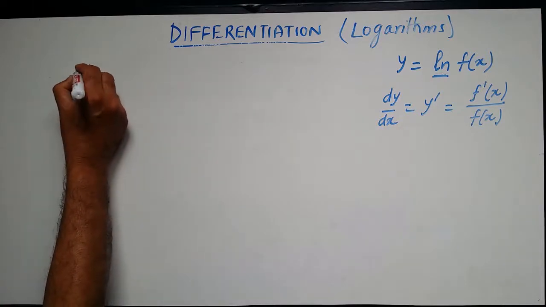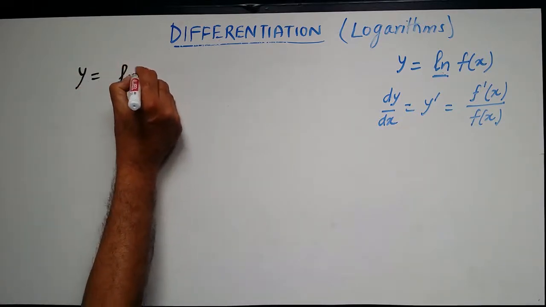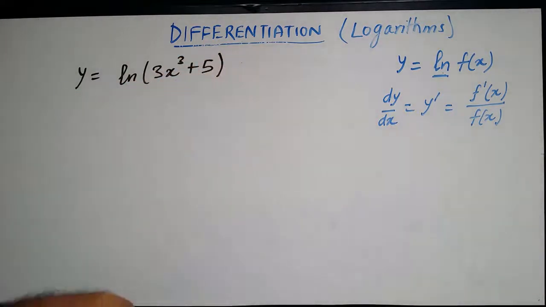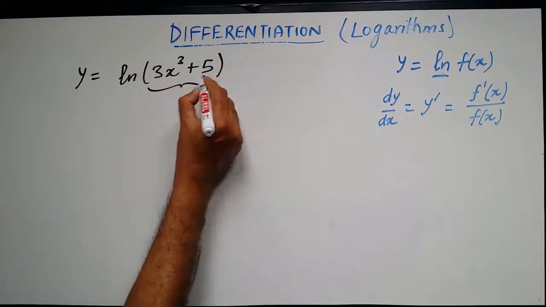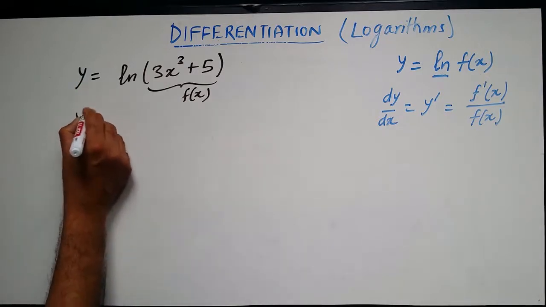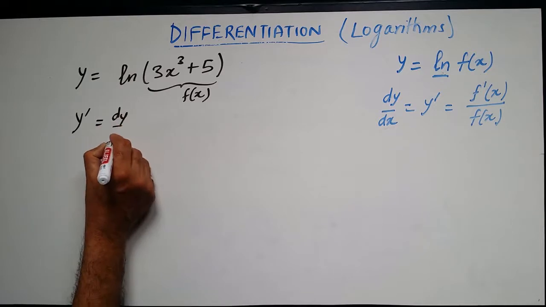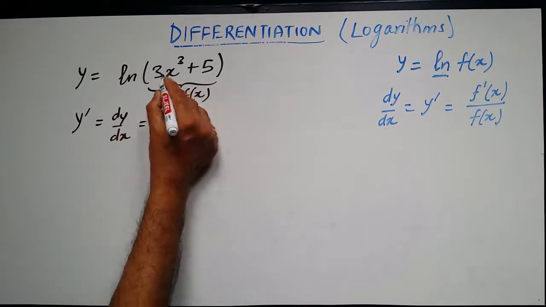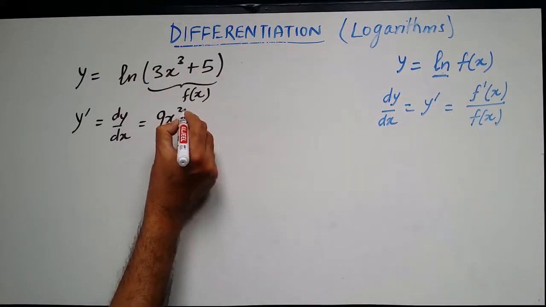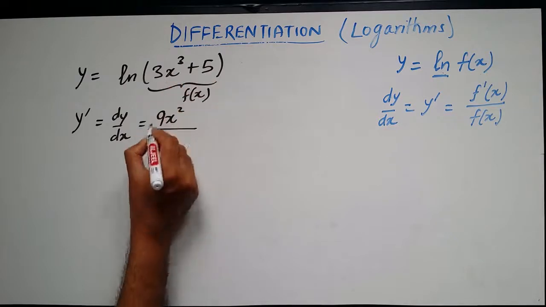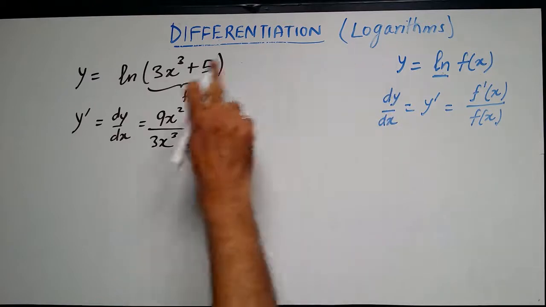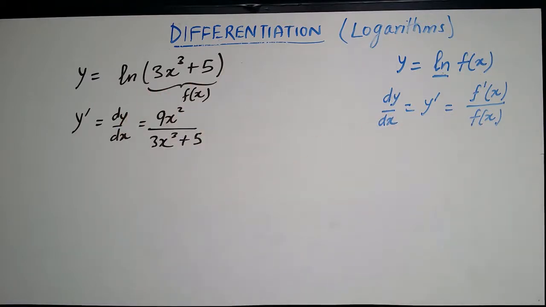Let's say we have an expression y is equal to ln of 3x cubed plus 5. So here this is the function of x. If we have to find the derivative of this, y dash, which is the same as dy/dx, since the function is 3x cubed plus 5, the derivative of that function is 9x squared plus 0, divided by 3x cubed plus 5. This is how you get the derivative of logarithmic expressions.